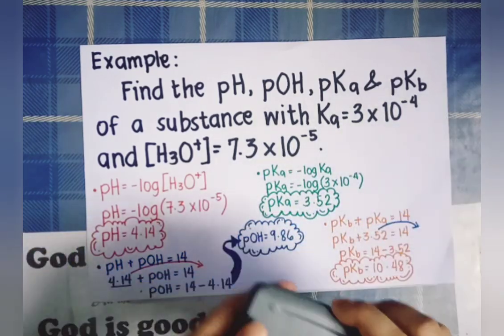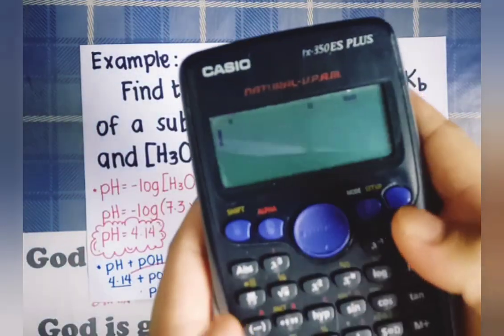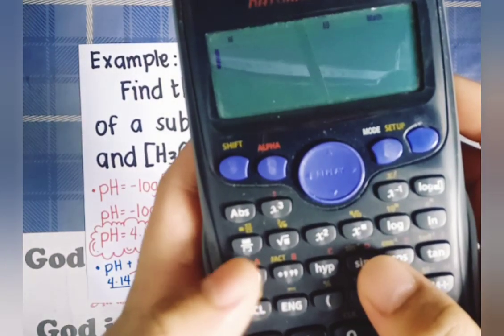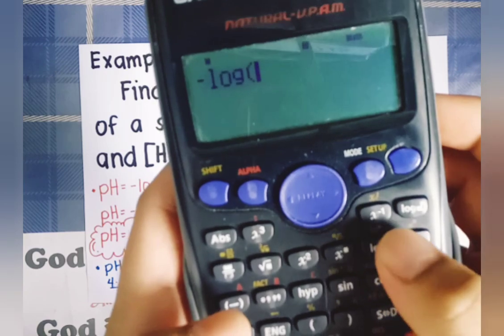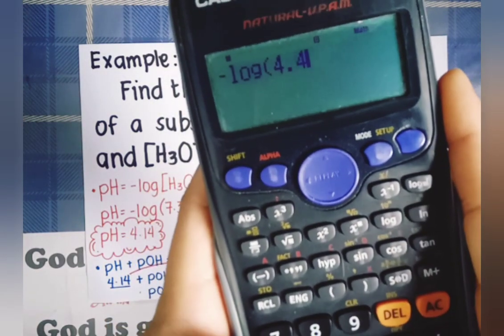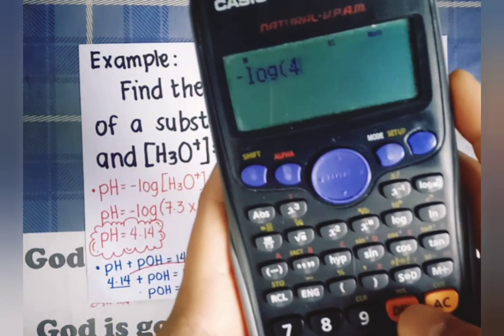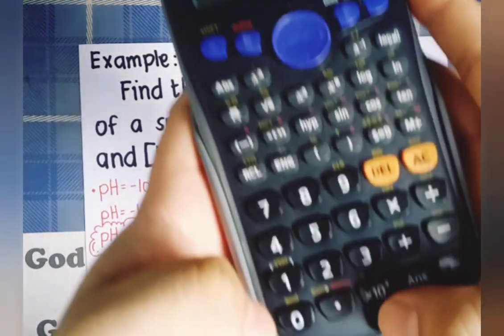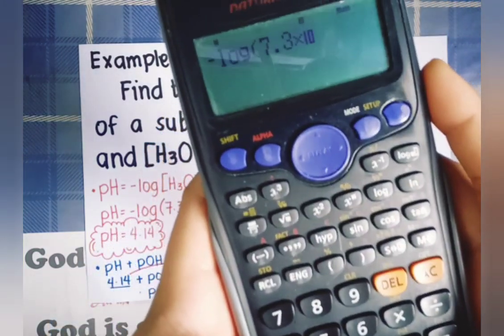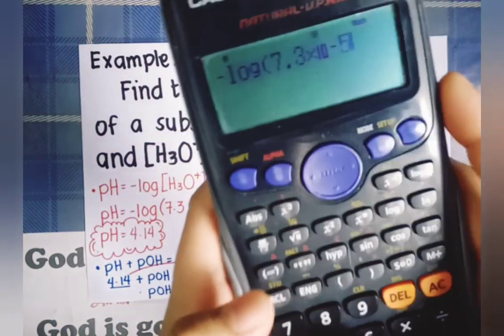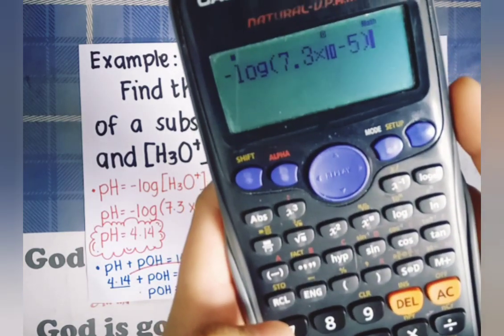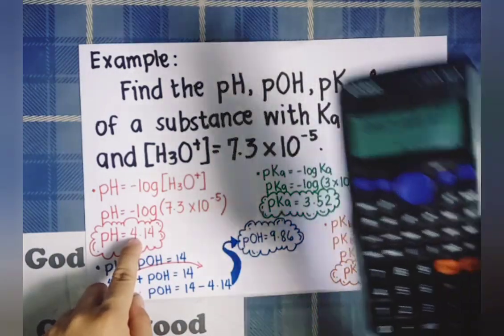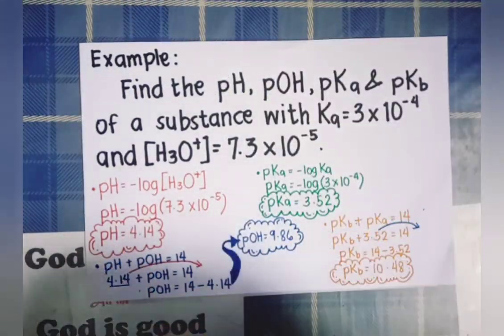If we do that in the calculator, negative log of 7.3 times 10 raised to negative 5. For others, it's the EXP button instead of times 10. And we have 4.14. So our answer here is 4.14. So our pH is 4.14.